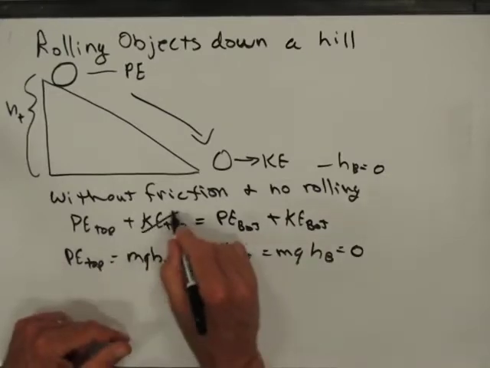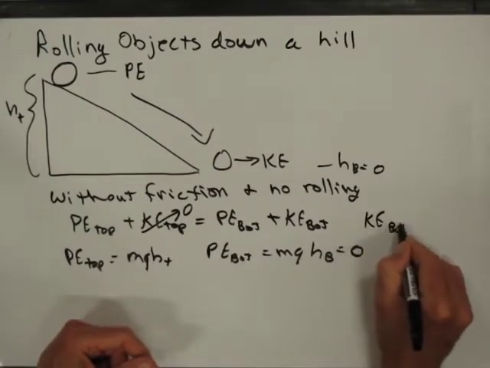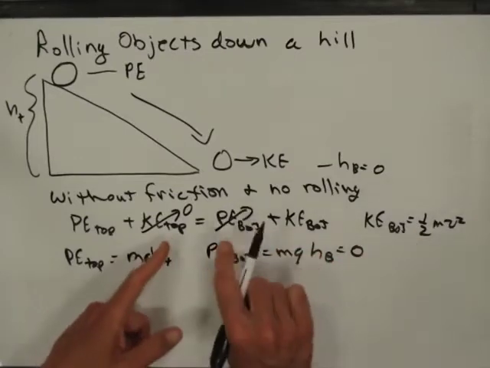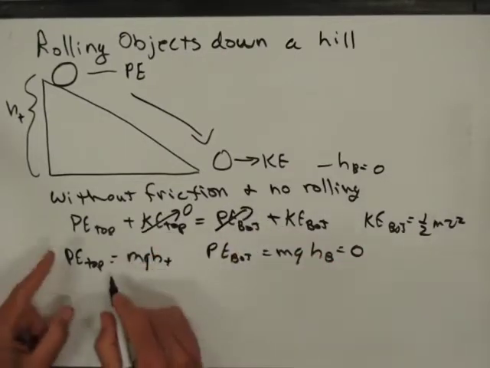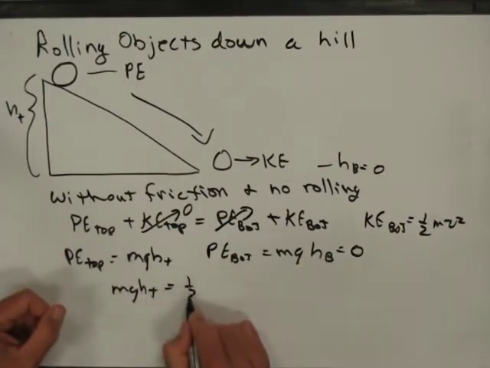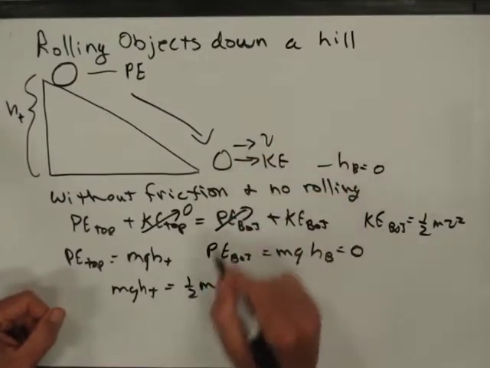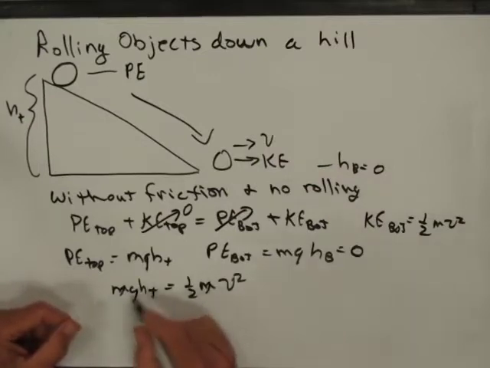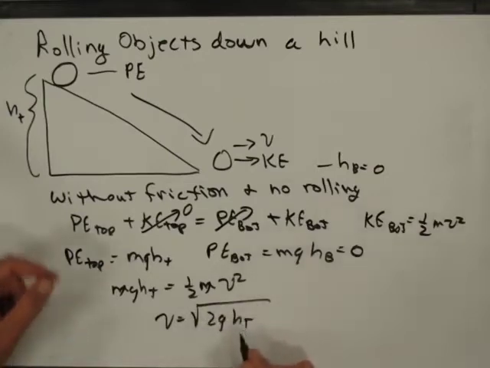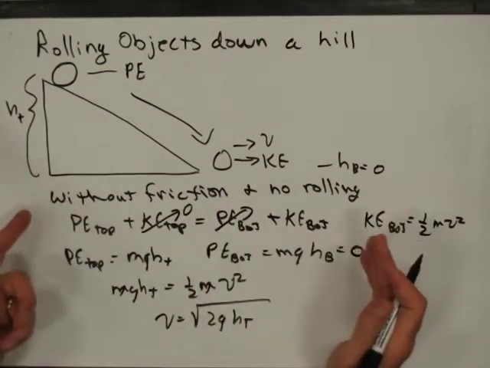The kinetic energy at the top is 0 because it's not moving, and the kinetic energy at the bottom is just 1/2 mv squared. So the potential energy at the bottom and the kinetic energy at the top are both 0, and so what we get here is mg h top is equal to 1/2 mv squared, where this is the v at the bottom, right? The m's cancel, and we got v is equal to the square root of 2g times h, where h is the height of the thing that we're rolling down. So that's without friction. It's with no rolling.